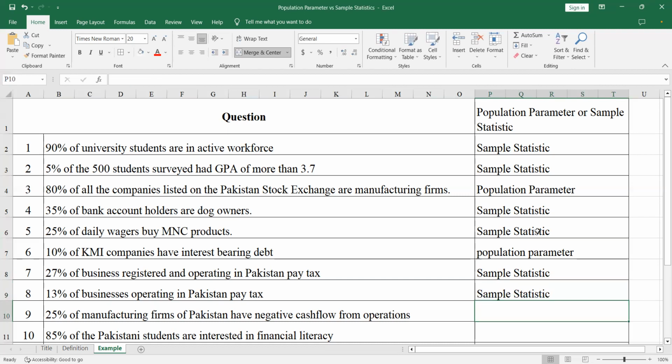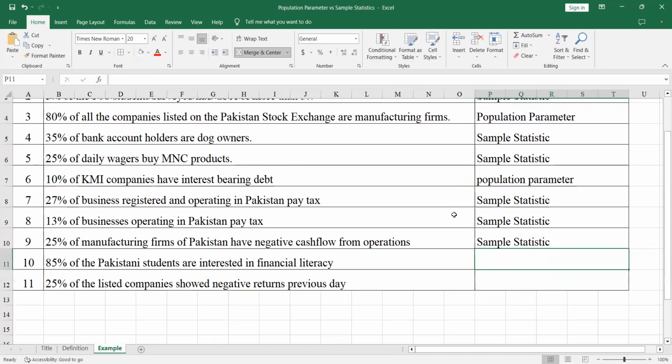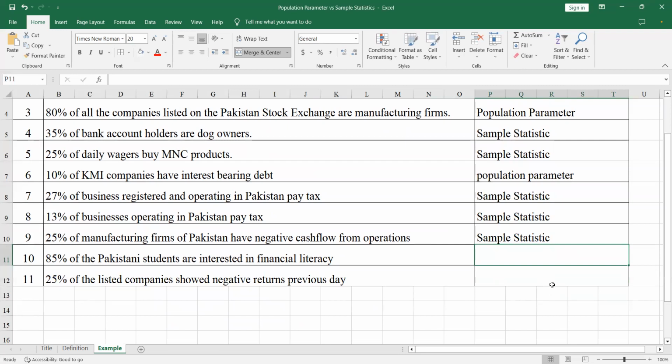25% of manufacturing firms of Pakistan have negative cash flow from operations. No one can reach all the manufacturing firms, so sample. 85% of Pakistani students are interested in financial literacy. Can you conduct a survey for all the Pakistani students? No. Then the answer over here is that's the sample statistic.